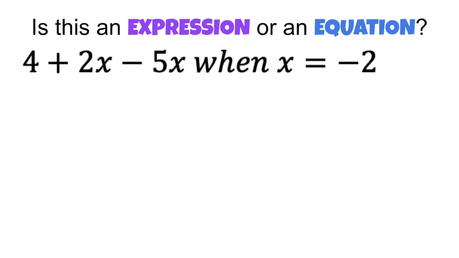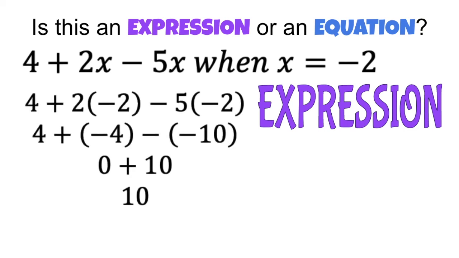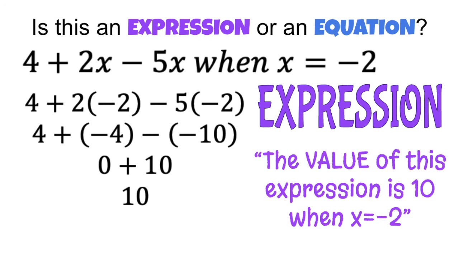Final example, is this an expression or an equation? This is an expression, no equal sign. So what's the value of the expression when x equals -2? Well, if you plug in -2, 2 times -2 is -4. 5 times -2 is -10. 4 plus -4 is just like 4 minus 4, which is 0. And subtracting -10 is equivalent to adding. 0 plus 10 is 10. So the value of this expression is 10 when x equals -2.